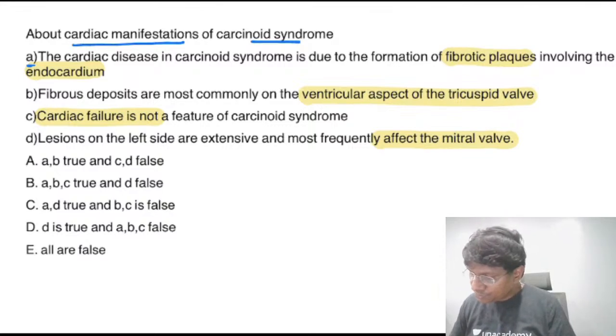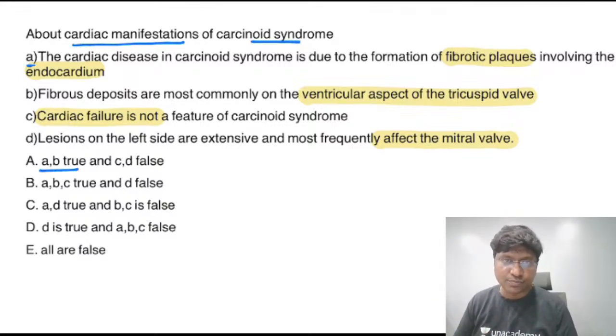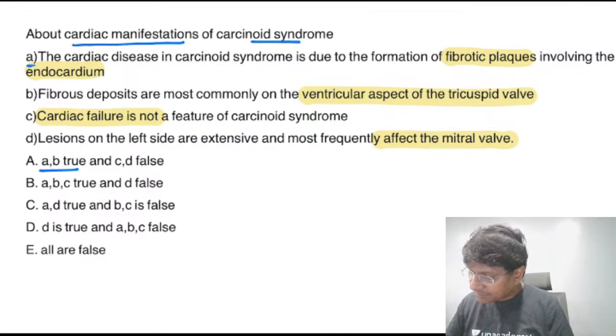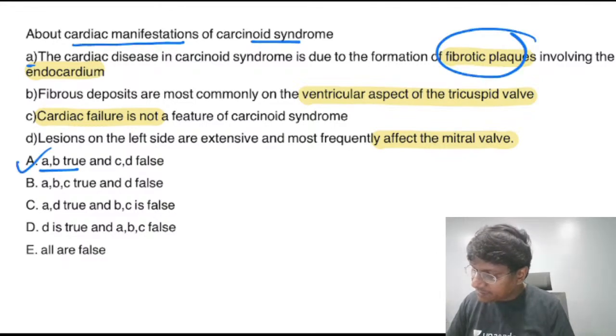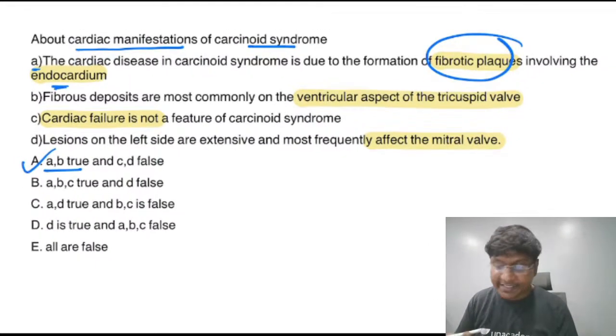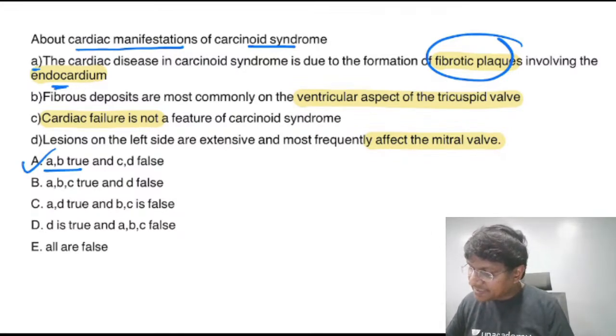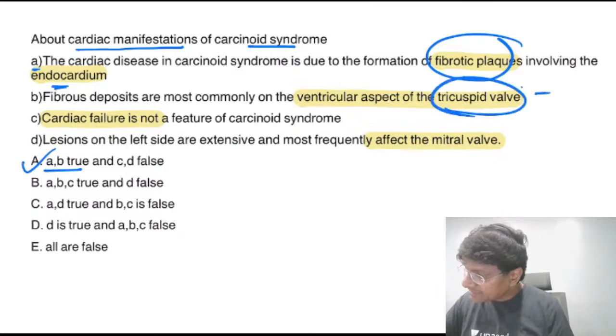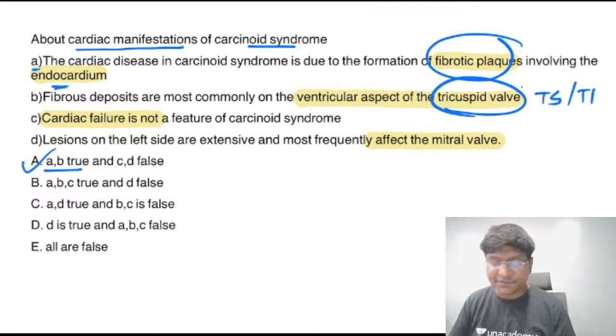Right. So your A and B are true. The fibrotic plaques are the ones involving the endocardium in carcinoid, and that too on which side? Mainly the right side. Fibrous deposits are most commonly on the ventricular aspect of the tricuspid valve, and that will result in tricuspid stenosis, or there can be tricuspid insufficiency. That is also a true statement.